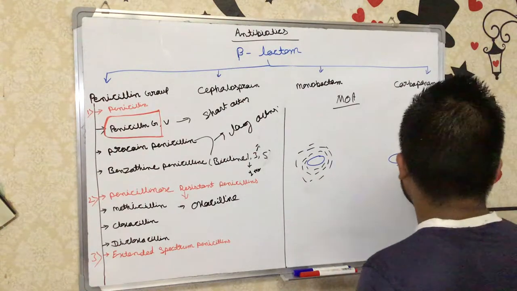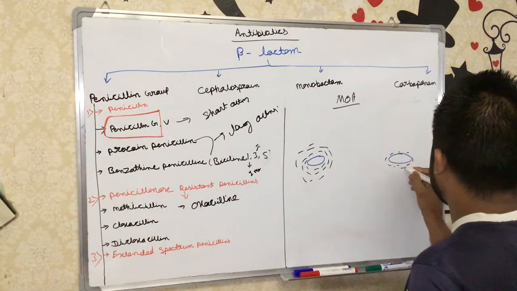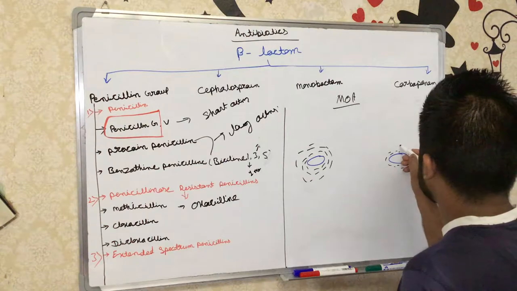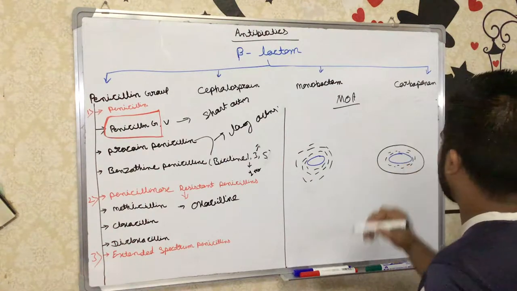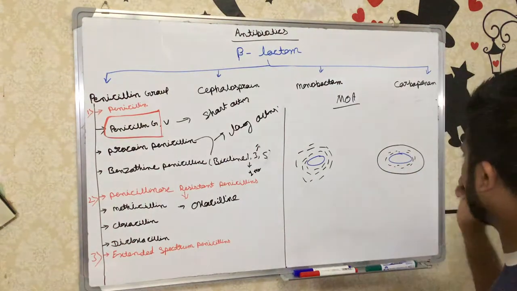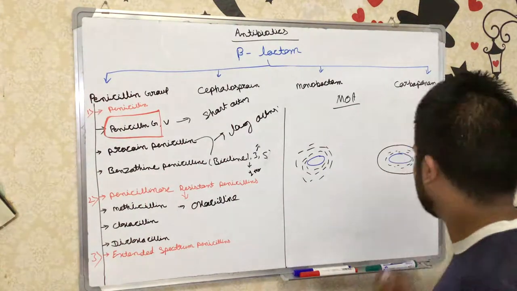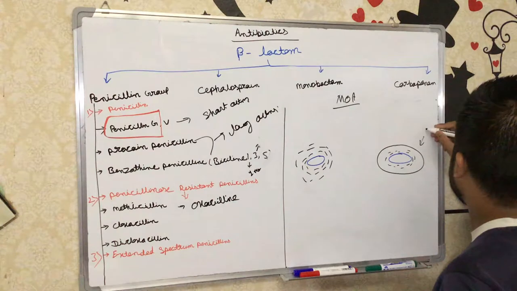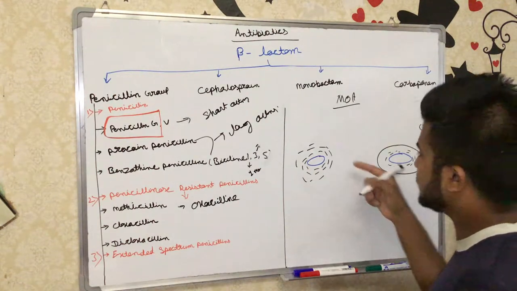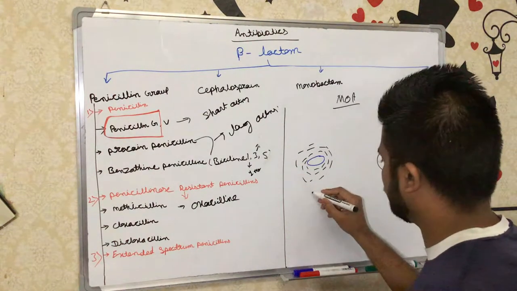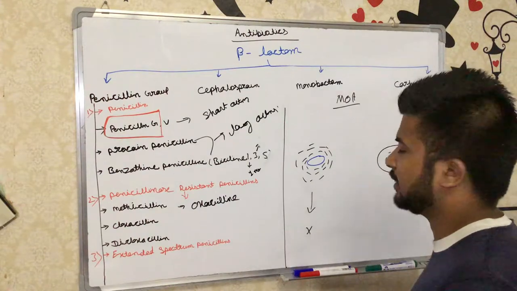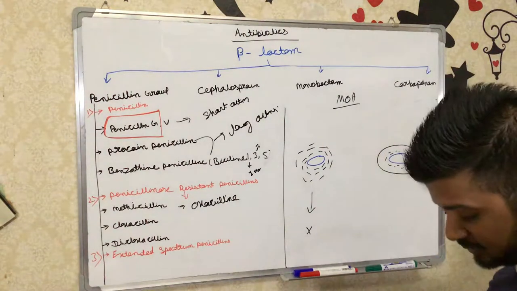Here also peptidoglycan, but here is the outer layer, that is the lipopolysaccharide. So if the bacteria have two layers, we can suspect this is a gram-negative bacteria. And here there is no extra outer layer, so it's a gram-positive bacteria. Only the peptidoglycan layer is there, that's where there is more peptidoglycan.